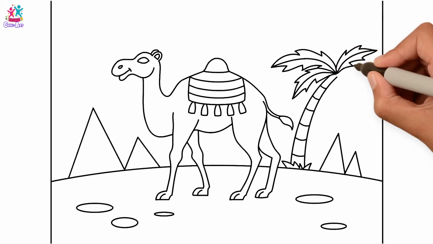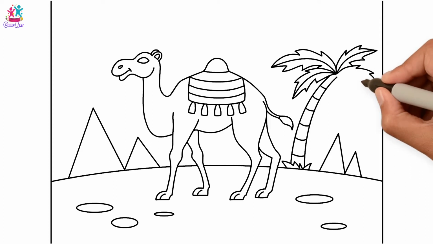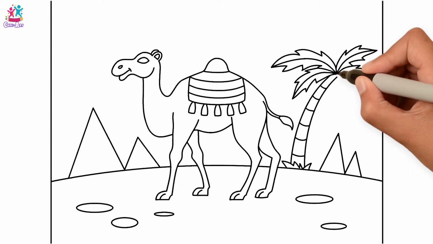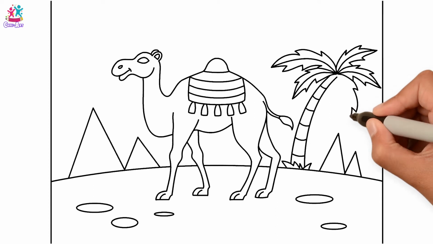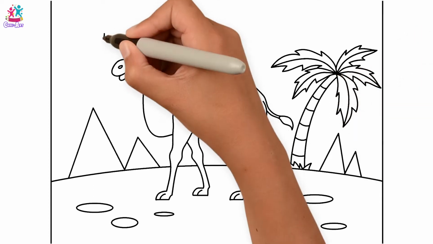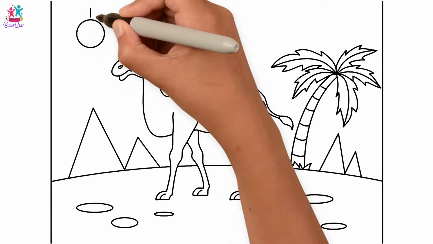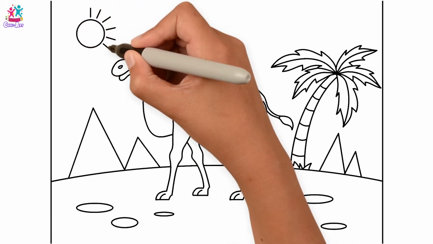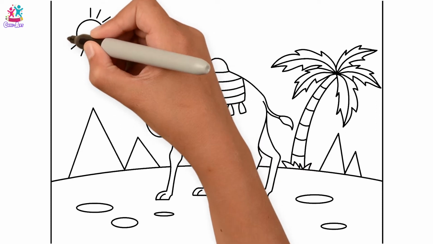5 gorgeous zigzaggy leaves for our palm tree, with a line going down the middle of each one, slightly varying the size of each leaf to give a little bit of perspective for our bending palm tree. Now we're going to draw the hot, hot, hot sun, with the rays all the way around.